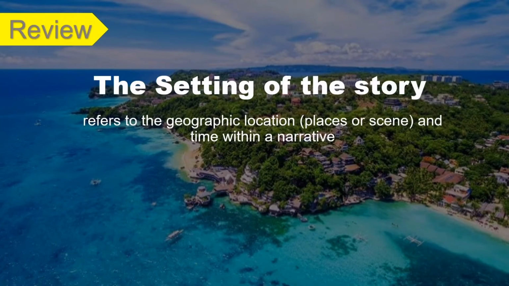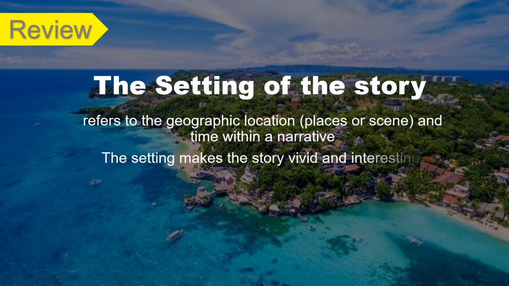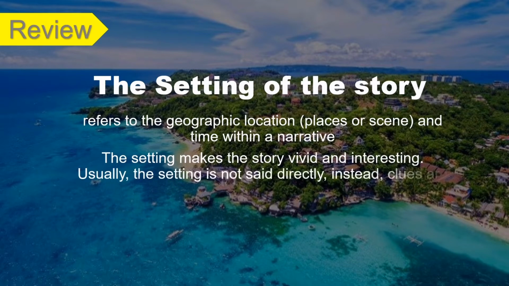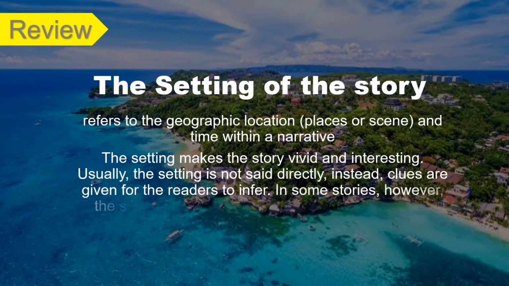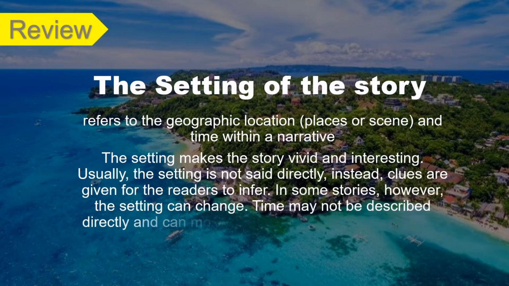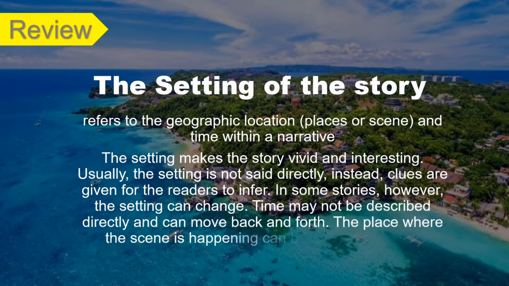The setting of the story refers to the geographic location and time within a narrative. The setting makes the story vivid and interesting. Usually, the setting is not said directly. Instead, clues are given for the readers to infer. In some stories, however, the setting can change. Time may not be described directly and can move back and forth. The place where the scene is happening can be changed abruptly.